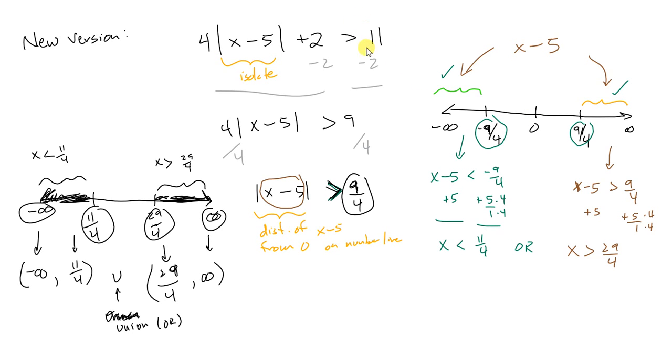If this was a less than, like we did before, then we would say that my x minus 5 has to be between these two values. And that's how you do these. Cool, huh?